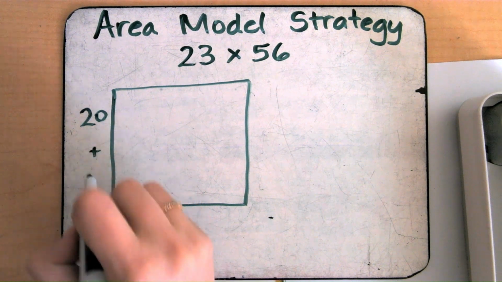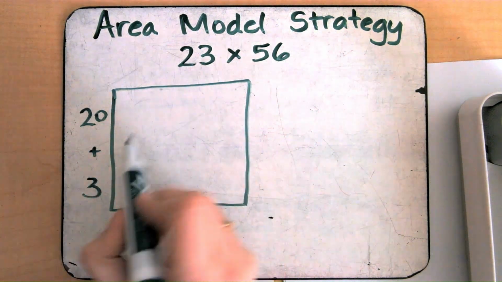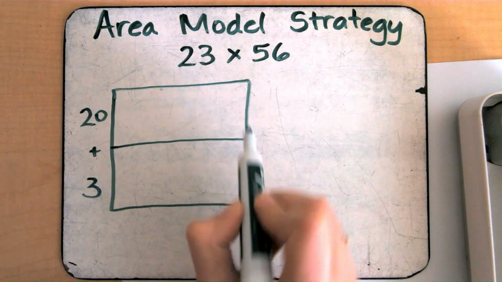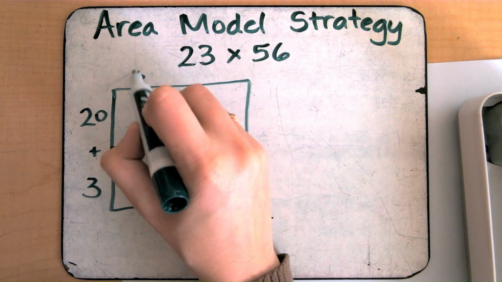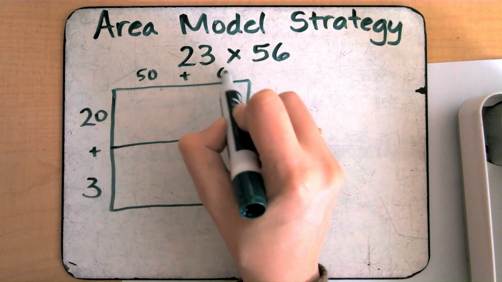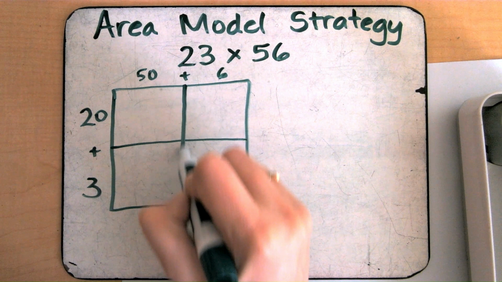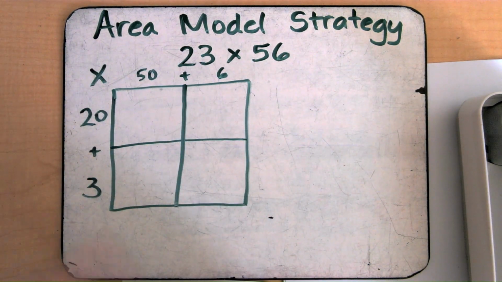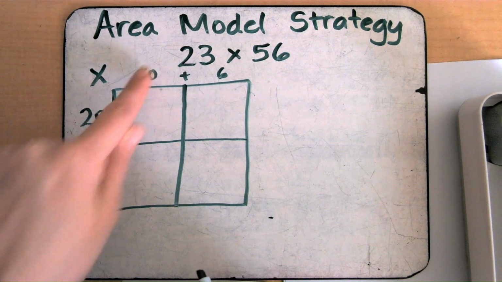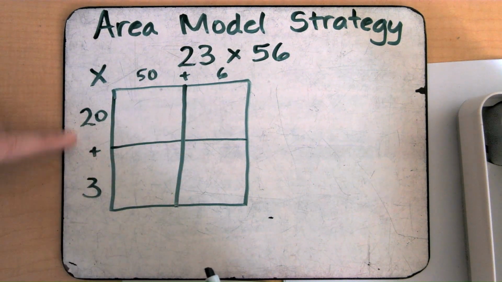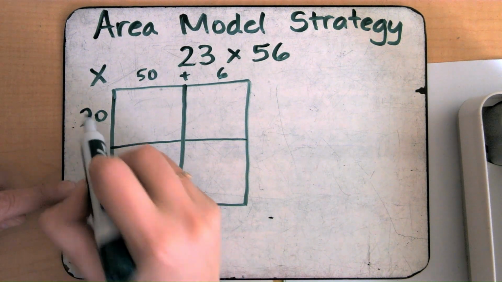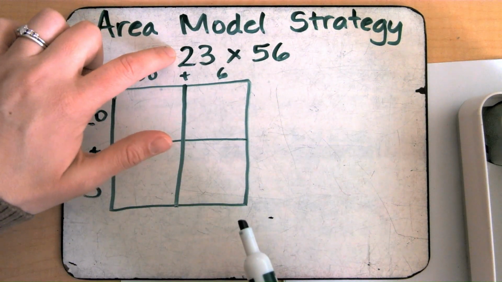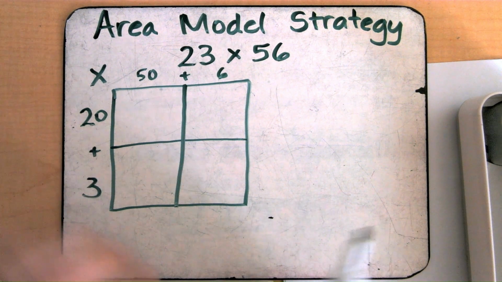So 20 plus 3, because we have 2 digits, and we're breaking it up into place value, times 50 plus 6. Now, we have found that it's super helpful to put a multiplication sign up here to help us remember that this times this and this times this. We're never going to do 20 times 3 because 20 and 3 are the same number that we started with. So we're never going to multiply these together.